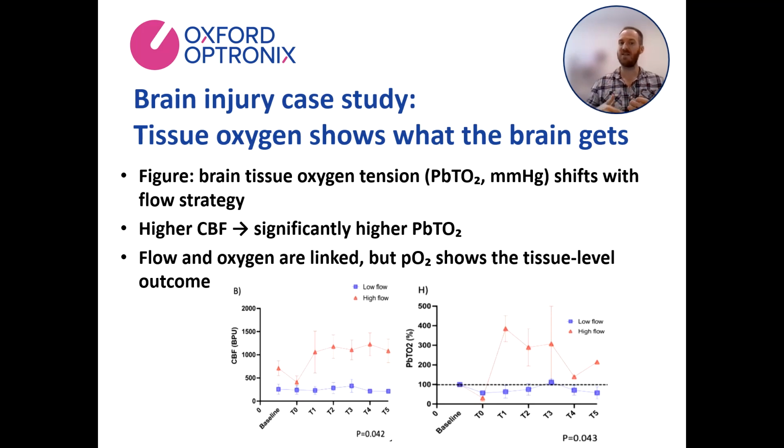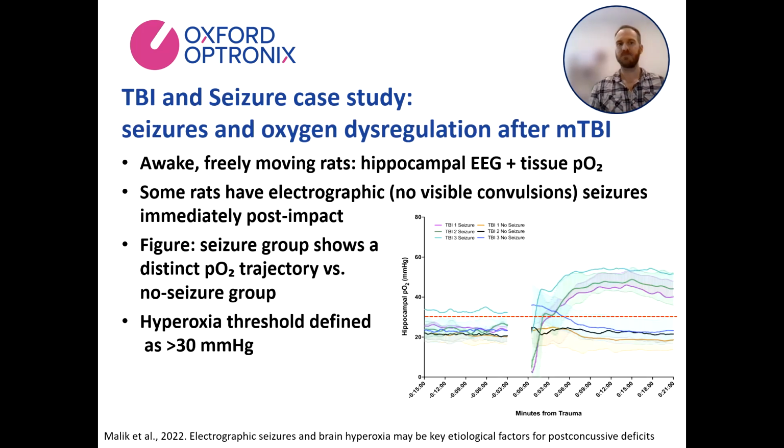Okay, so now that we've seen this in a larger animal model, let's stay in brain injury, but shift to a different question. What happens when seizures enter the picture after a mild TBI? So this next case study is a repetitive mild TBI, concussion-style injury, and the question is whether some animals enter a state that helps explain post-concussive deficits. The team here recorded hippocampal EEG and tissue PO₂ in awake, freely moving rats. Some animals show electrographic seizures right after impact, even without obvious convulsions.